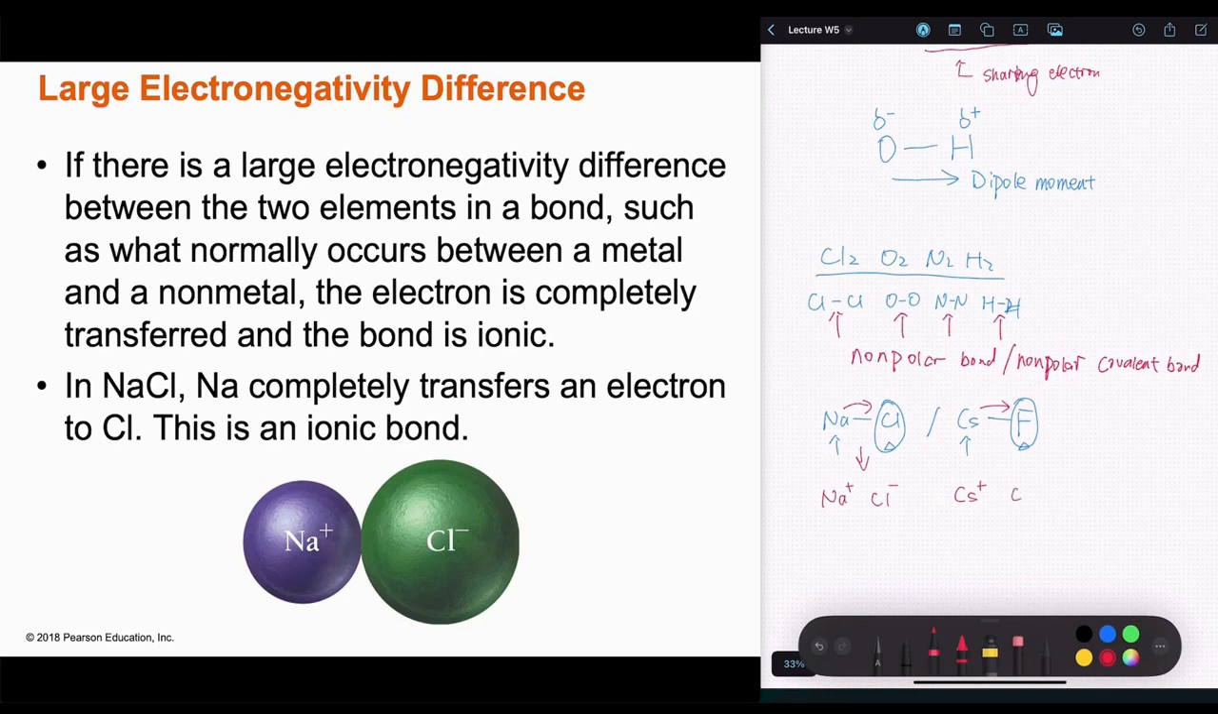So they will form an ionic bond. Okay, in this case, they are ionic bonds.